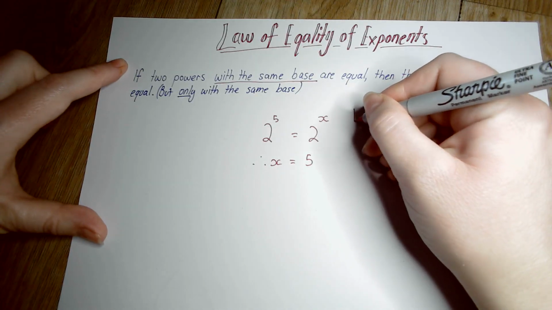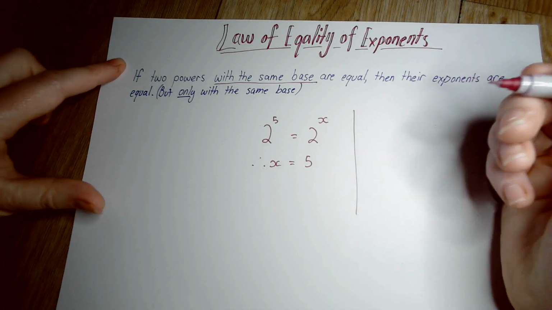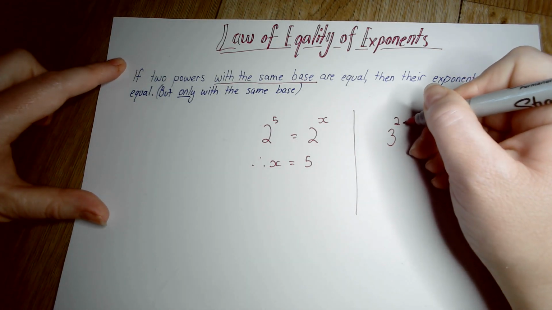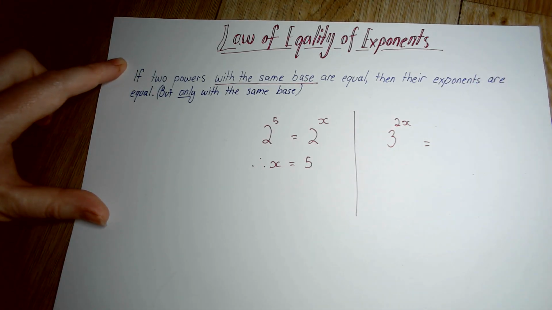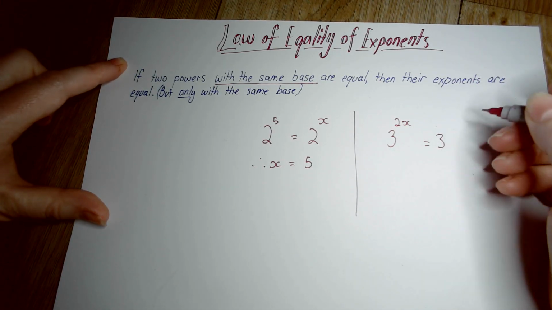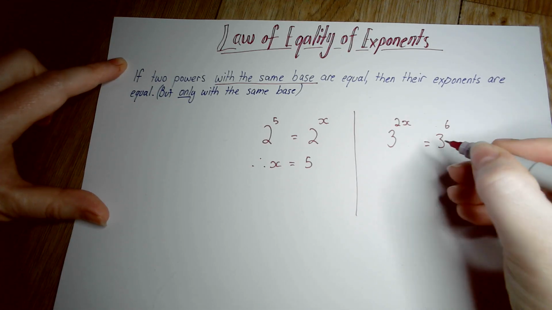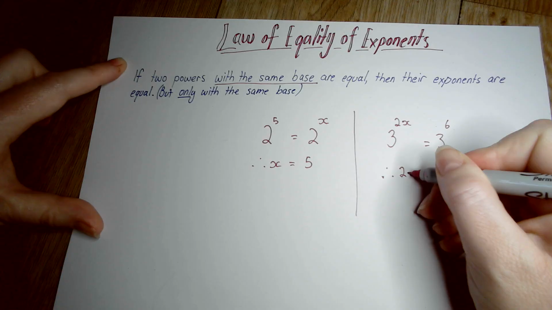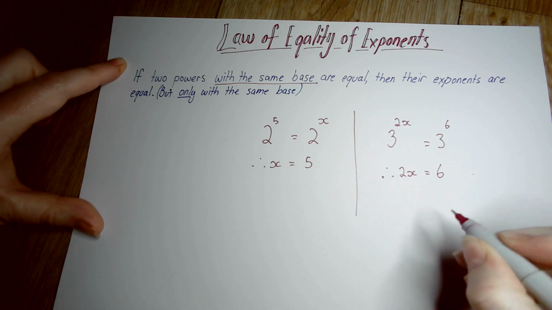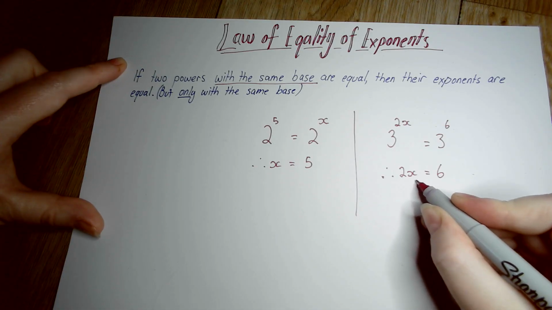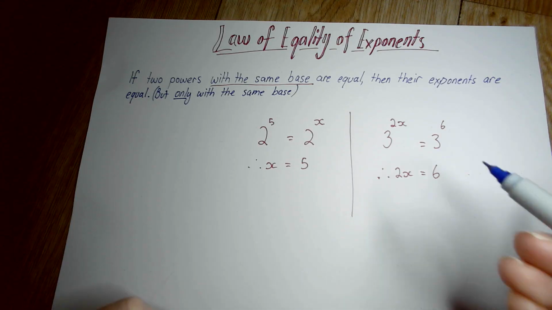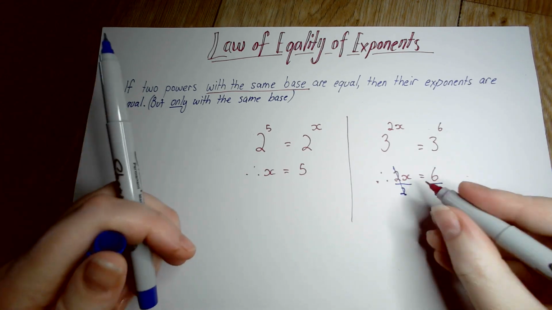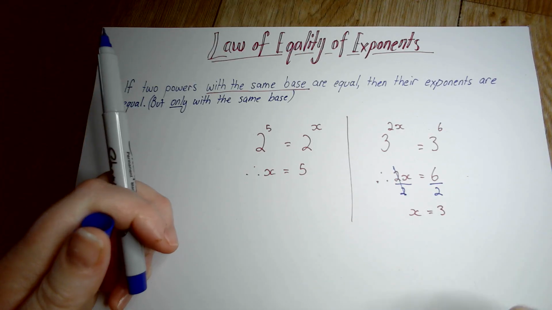And we can use it to get a little bit more complicated. So for example, if we had, let's pick another number, 3 to the power of 2x equals 3 to the power of 6. And that would mean that, remember this is the therefore symbol, the 3 dots, 2x equals 6. We know from algebra that if we want to find x, we have to undo what we've done. So we would divide by 2 here, and divide by 2 here. The 2's would cancel out, and we'd end up with x is equal to 3.